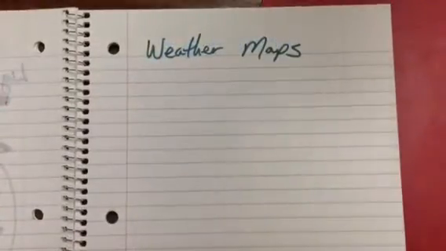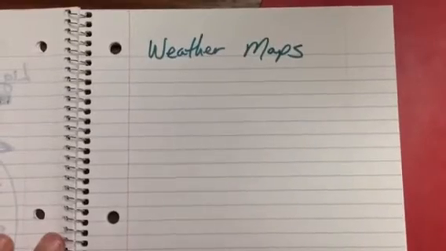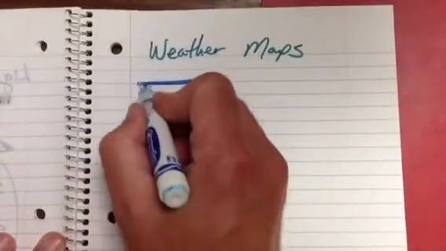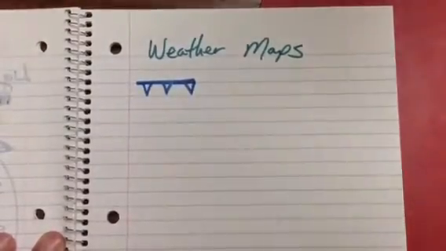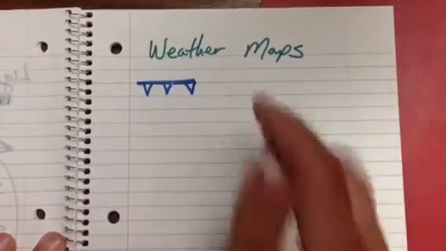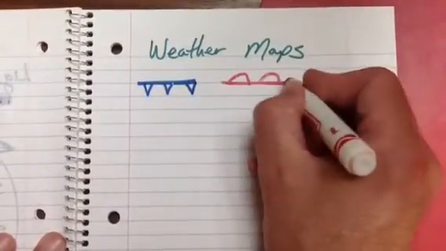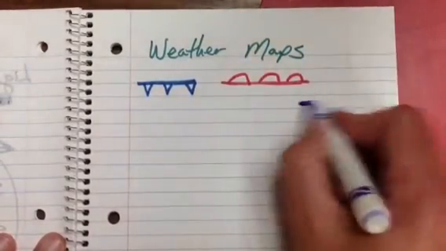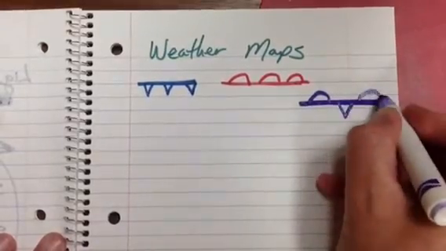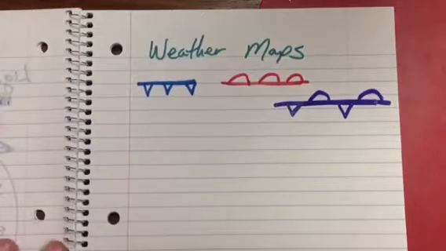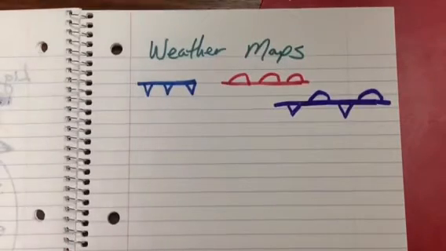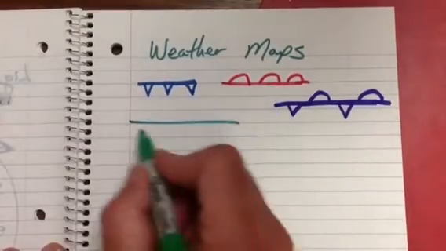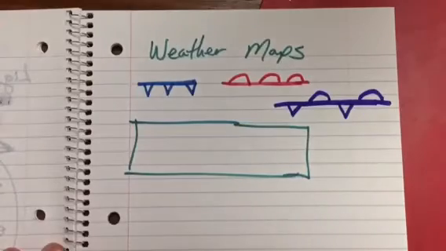Next came weather maps. Maybe the first part you need to know about weather maps is that there are 3 different kinds of fronts that come through. We have cold fronts, we have warm fronts, and then we have stationary fronts. And that's how they look on the map key. It's important to read your map key to see what's going on. I'm going to draw a really terrible picture of the United States. There it is.